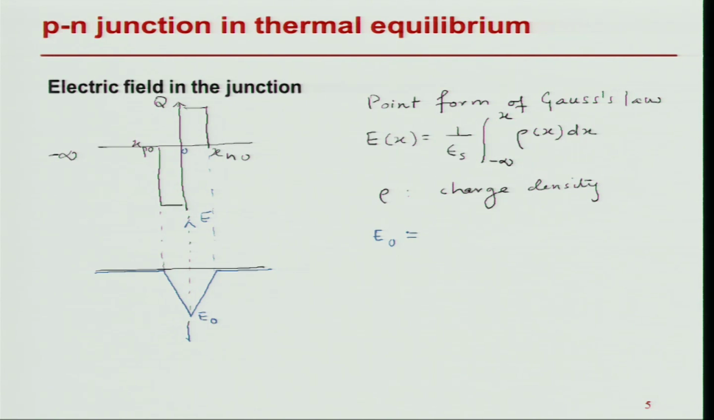The maximum value of this field is nothing but the total charge that you have, which can be obtained from this equation, is going to be x p o, or since all the charges are equated, it can also be written as n d x n o. So, this tells me how the field is changing inside the junction. Now that I know the field inside the junction, I can take it to the next step.